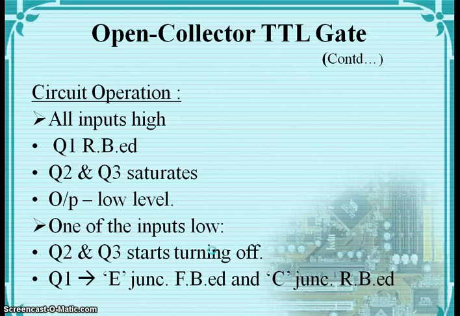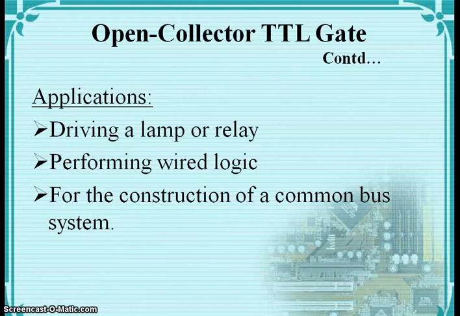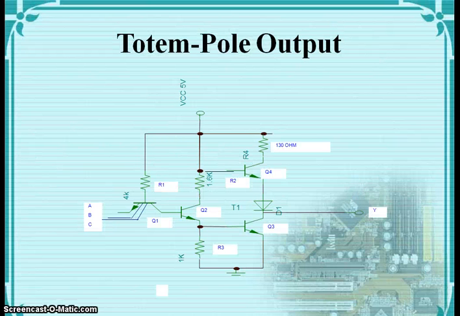When one of the inputs is low, the transistor Q1 emitter junction is forward biased and collector junction is reverse biased. So transistors Q2 and Q3 start turning off. The open collector TTL gates are used for driving a lamp or relay, performing wired logic, and for construction of a common bus system. The totem pole output, the circuit diagram is shown here.